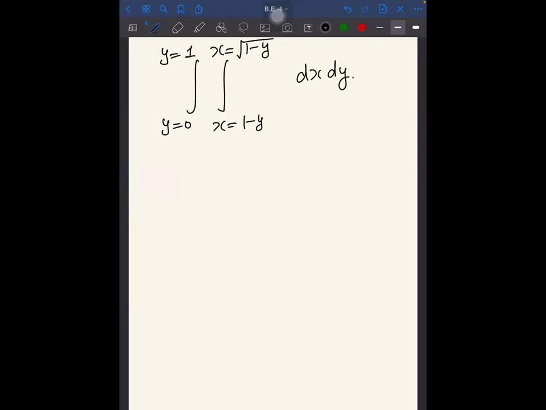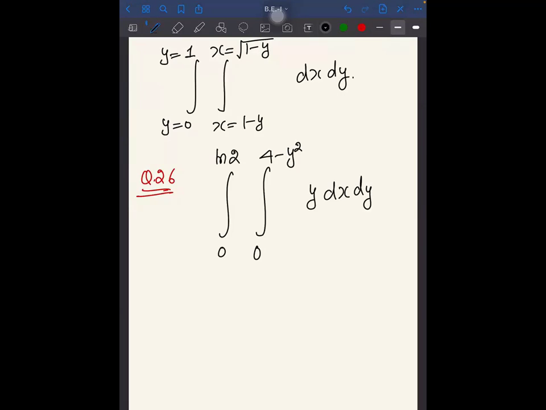Okay, so let's say this question is there, question number 26. Your favorite ln 2 is there, and sorry, I've written the limits from another question. So 0 to ln 2 and e^y to 2.